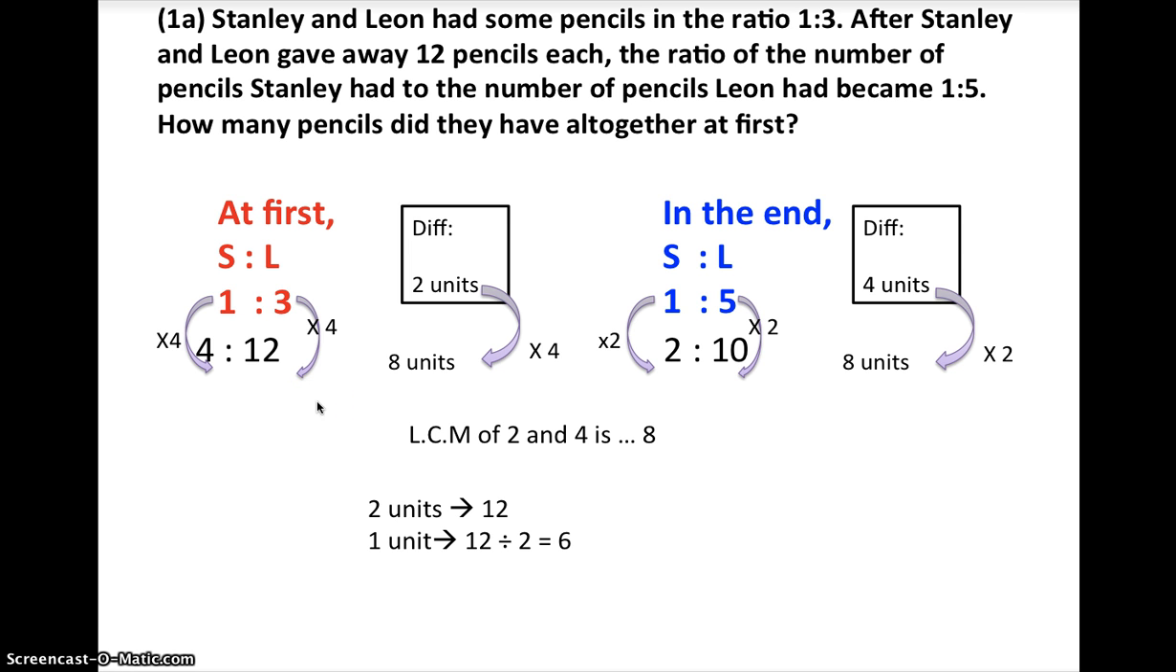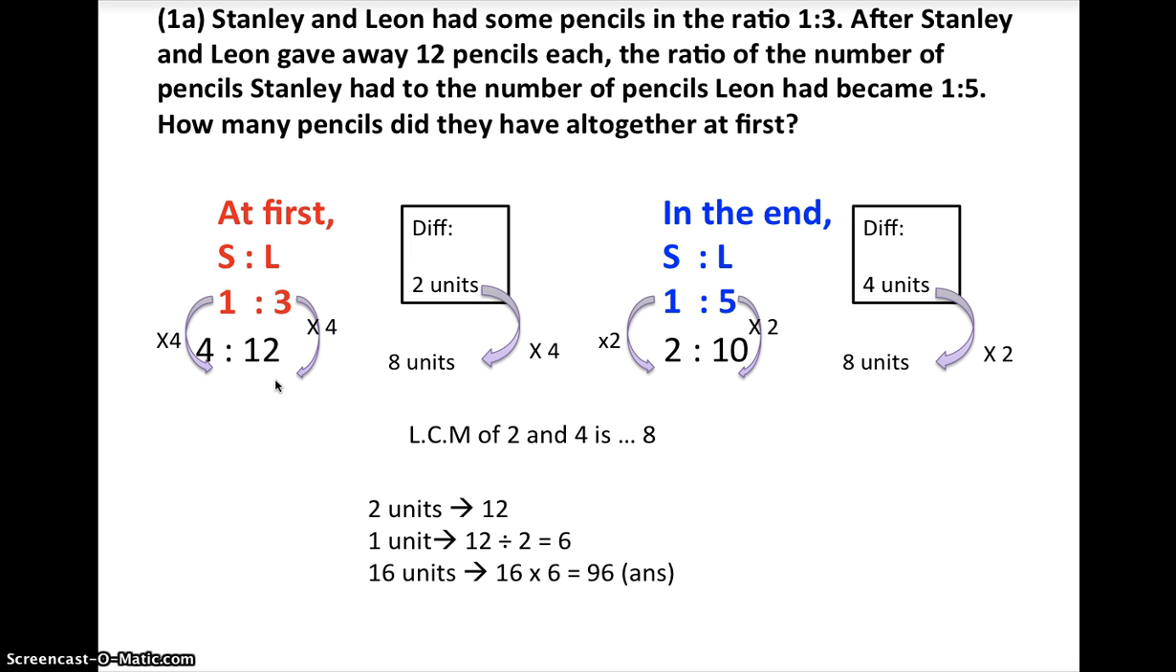So you will look at the first ratio here in red because it represents the number of pencils they have at first. So 4 units for Stanley and 12 units for Leon. That gives me 16 units all together. So that's the answer. Pretty simple, right?